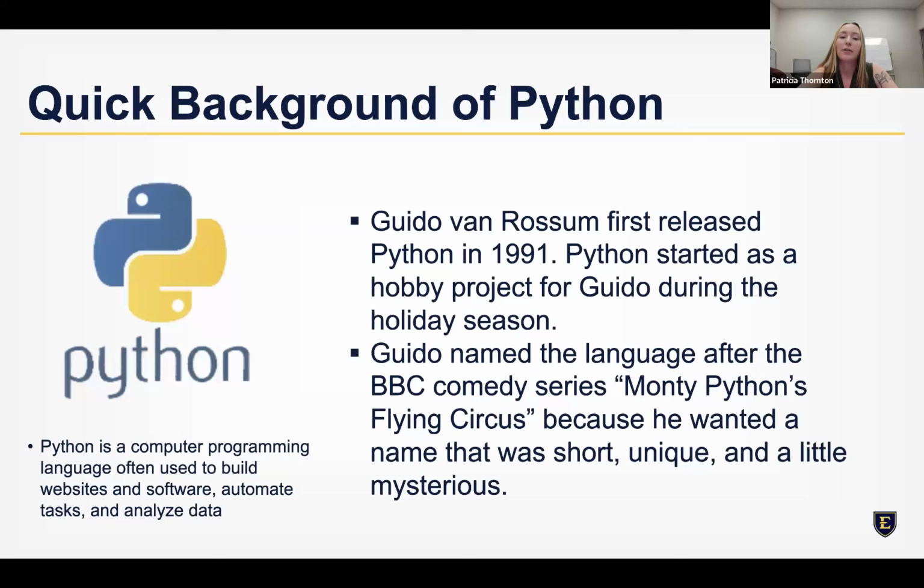Python was first released in 1991 and created by Guido van Rossum. It started as a hobby project for him during the holiday season. He named the language after the BBC comedy series Monty Python's Flying Circus because he wanted a name that was short, unique, and a little mysterious. So if anything, this knowledge will help you in trivia.